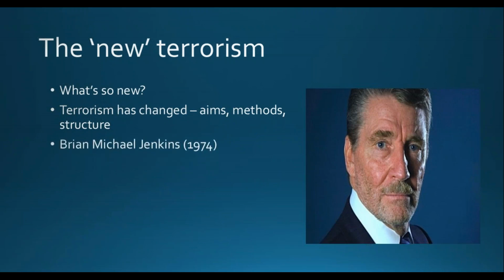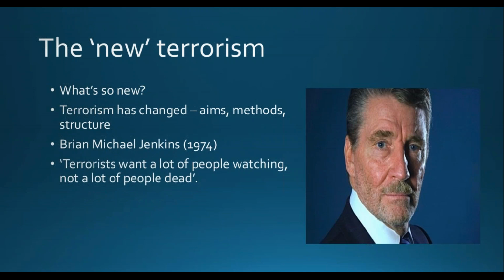So in 1974, Jenkins was saying things like, terrorists want a lot of people watching, not a lot of people dead. And the idea behind this is that terrorism is supposed to communicate a message. It's supposed to serve political ends. The idea is that you carry out an act of terrorism for strategic purposes because it's the only way to go about furthering your objectives. In terms of a strategic approach, it provides the terrorists with a way of getting their message out. But if you kill too many people, of course, you can damage your cause.